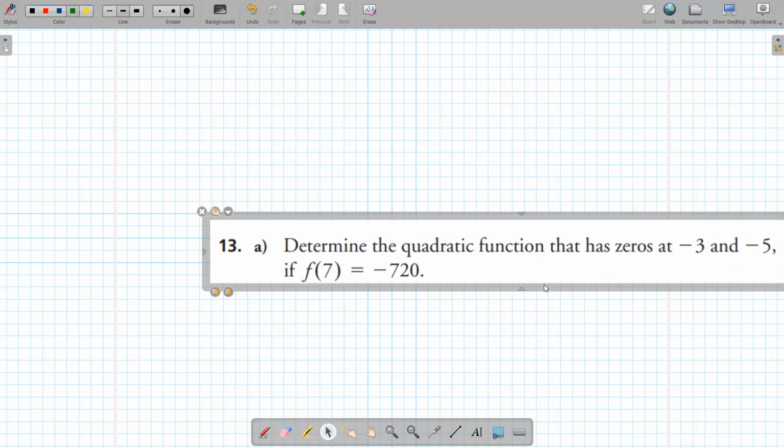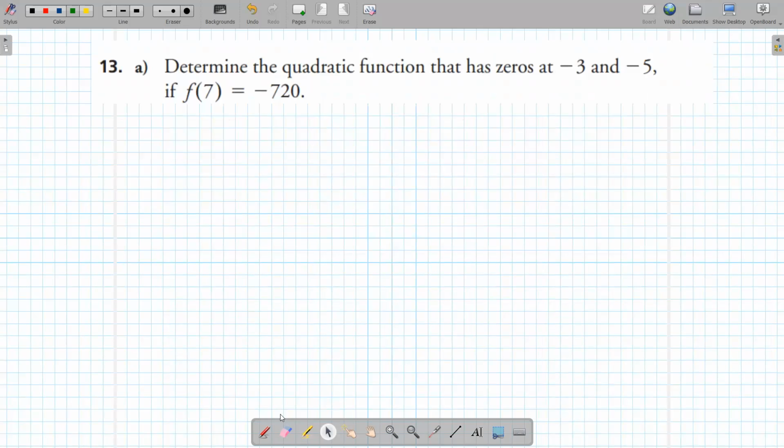Determine the quadratic function that has zeros at -3, -5, and f of 7 is -720. What does this actually mean? F of 7 is -720. It means when the x value is 7, the y value is negative 720. This is just a way for them to give you a point.